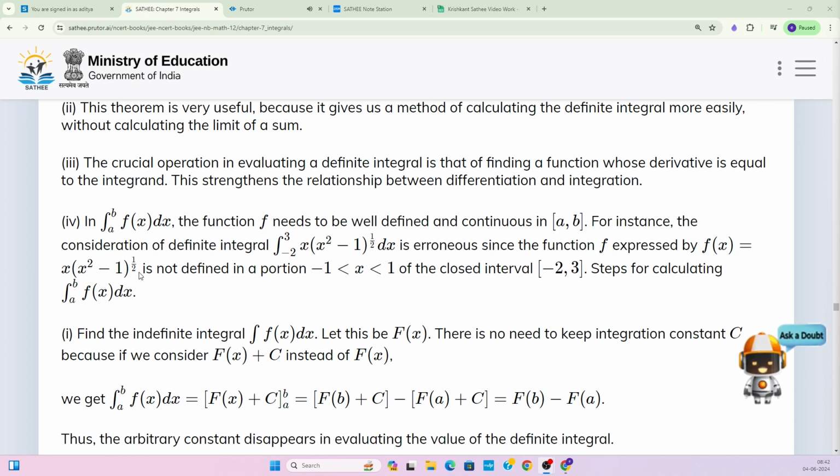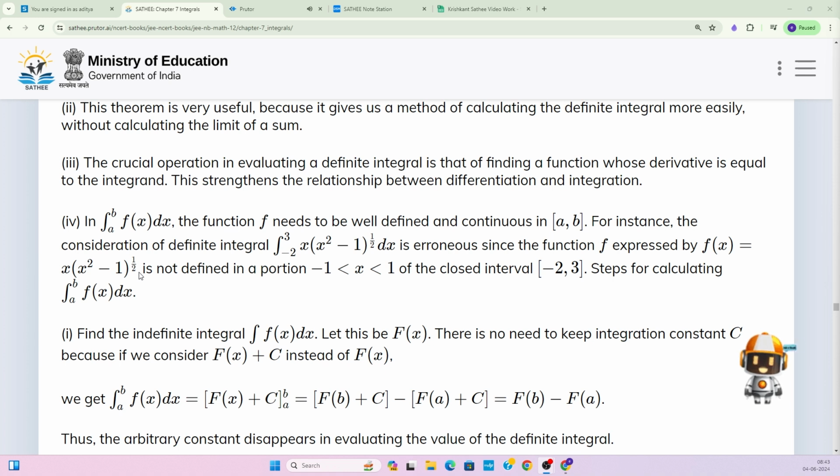So for instance, consider the definite integral from -2 to 3 of x times (x² - 1)^(1/2), which is a root. As you can see, the function f expressed by x times the root of (x² - 1) is not defined in what portion? In -1 to 1. So clear? I hope it is clear to you.